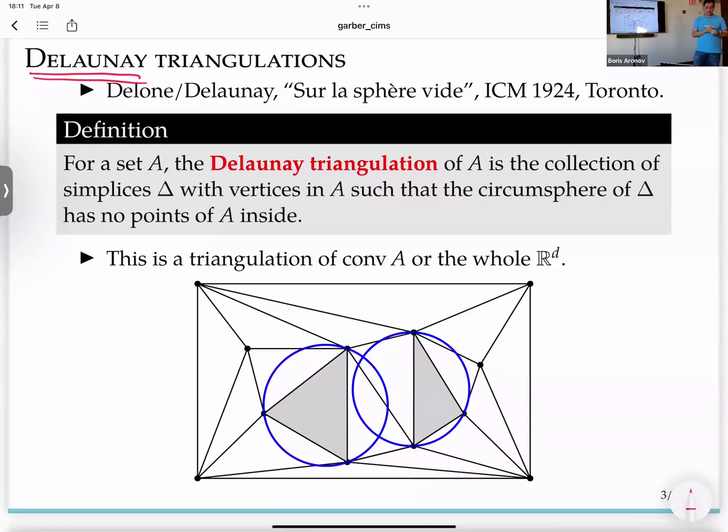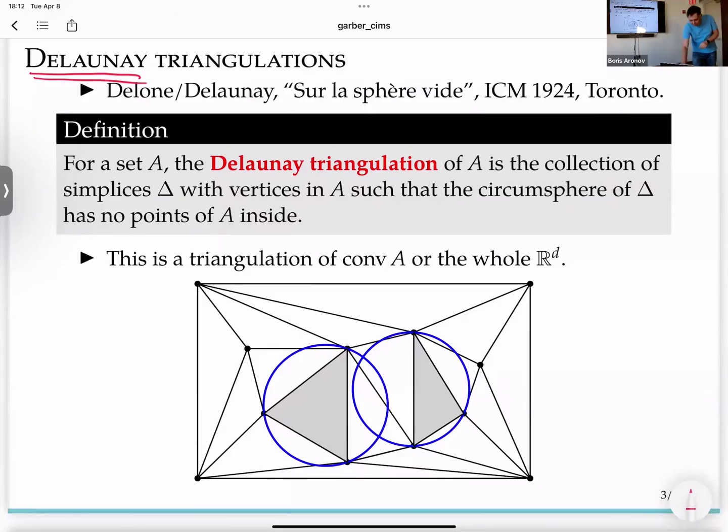If we have a finite point set or a thin Delaunay set in d-dimensional space, and here I already use the generic property, I consider all simplices that satisfy the following property. If I circumscribe a sphere around that simplex, and this sphere is well defined, and the sphere is empty, so there are no points of the set inside, then I include that simplex in my collection. This collection of simplices forms a triangulation, either of the convex hull or of the whole space.